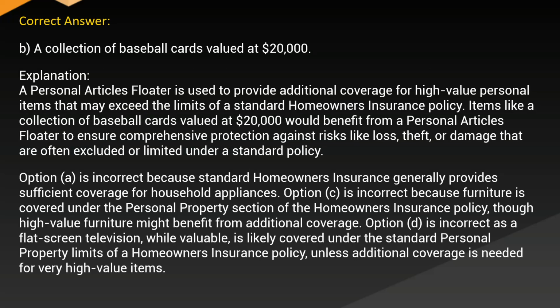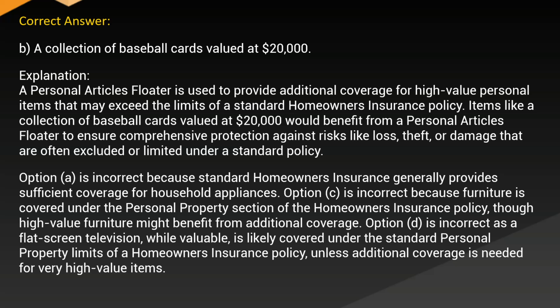Correct answer. B. A collection of baseball cards valued at $20,000. Explanation. A personal articles floater is used to provide additional coverage for high-value personal items that may exceed the limits of a standard homeowner's insurance policy. Items like a collection of baseball cards valued at $20,000 would benefit from a personal articles floater to ensure comprehensive protection against risks like loss, theft, or damage that are often excluded or limited under a standard policy.